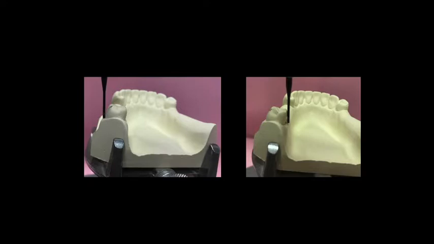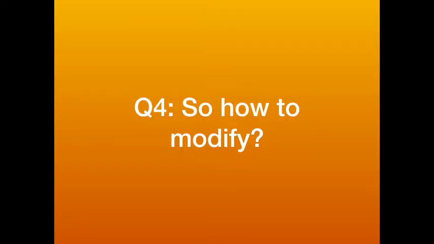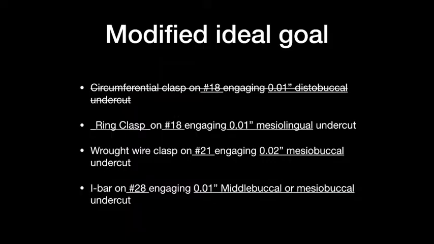However, when you do the survey, you find out, okay, because this one is lingual tilt, so I couldn't have a buccal undercut. However, it seems like I can find undercut on the lingual. I can find undercut on the mesiolingual, distal lingual. So, what can I do?